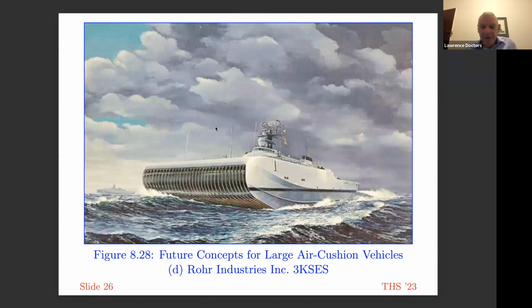Here's another picture for historical reasons. This was an artist's impression of the 3K SES. And this goes back again, something like 30 or 40 years. 3K stands for 3,000. The Americans had a plan to build a 2,000-ton seagoing surface effect ship or sidewall hovercraft. They then increased the displacement to 3,000 tons, and hence the name 3K SES.